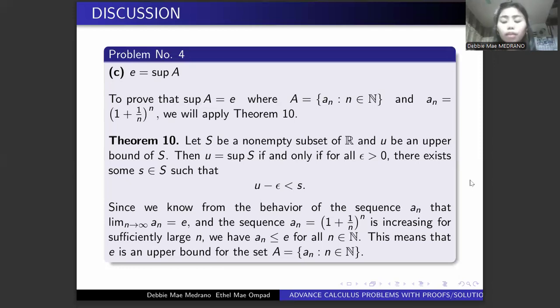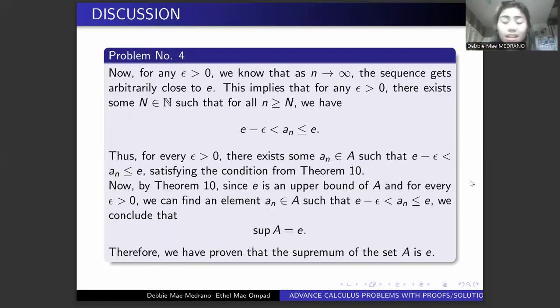Since we know from the behavior of the sequence A sub n that the limit of A sub n as n approaches infinity is equal to E, and the sequence A sub n equal to (1 plus 1 over n) to the power of n is increasing for sufficiently large n, we have A sub n is less than E for all n an element of the natural numbers. This means that E is an upper bound for the set A, defined as A sub n for n an element of the natural numbers.